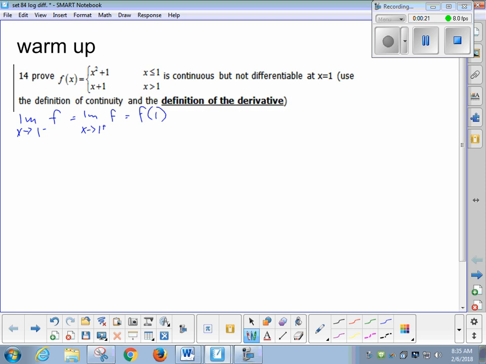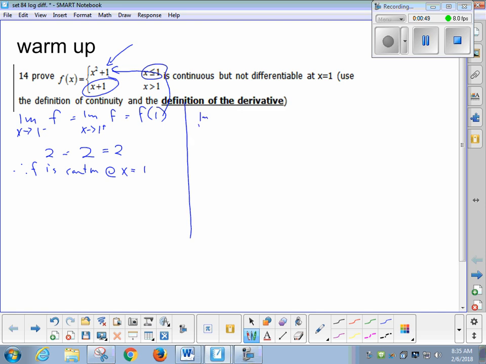As x approaches 1 from the left, I'm looking at that function, where does that approach? 2. As you approach 1 from the right, where does that approach? Yes, 2. And f at 1 is the same as this guy, which is 2. Because those are all the same, we can conclude f is continuous at x equal 1. Done. Definition of the derivative.